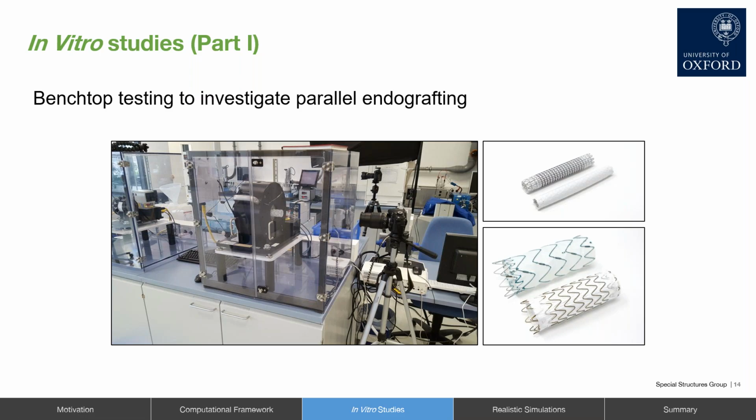And just as a quick note on the side, regarding the specific devices that we used in this study, for the chimney grafts, we had both self-expandable and balloon expandable chimney types. And we also had two distinct types of main grafts, one which consists of a series of stents, while the other has a single helical wire along its length.